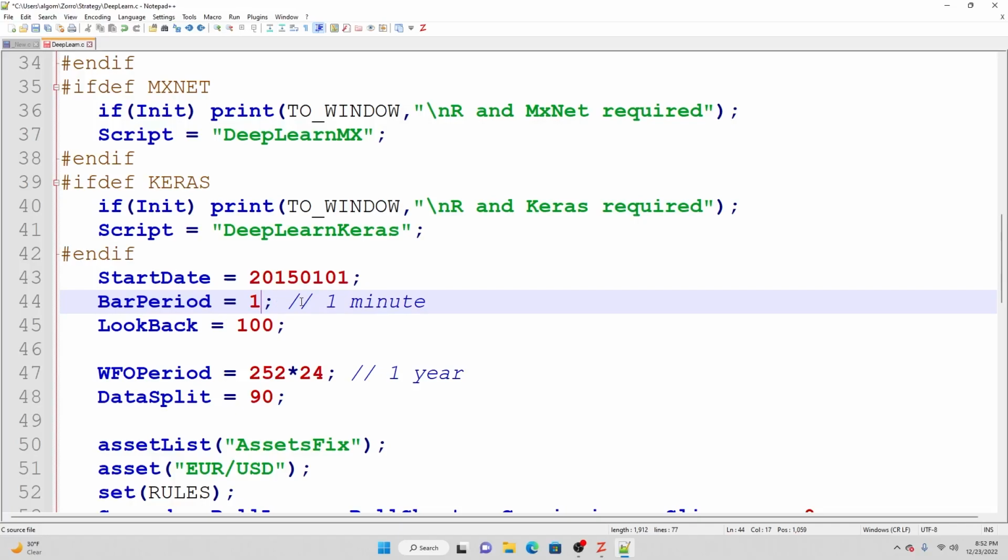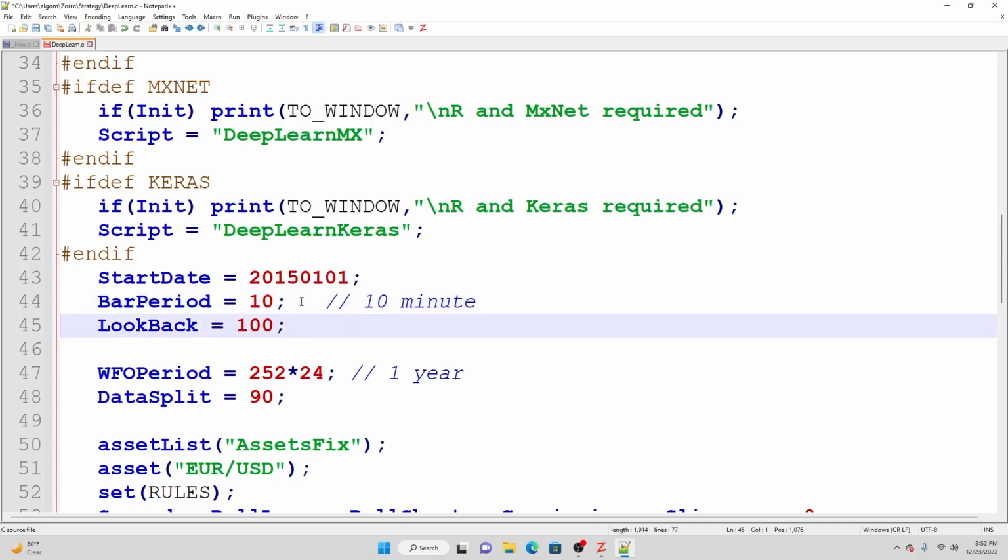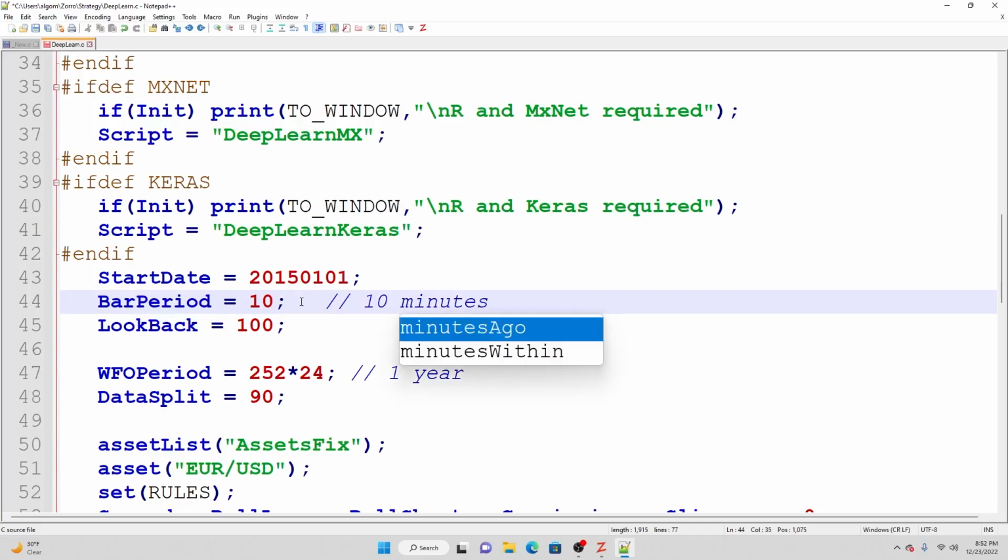Or you can do 10 minutes, right? You can trade 10 minute bars, or whatever other values you can think about. So the grand idea is that we are going to get some results here, and you can try to improve them, and these are things you can change.